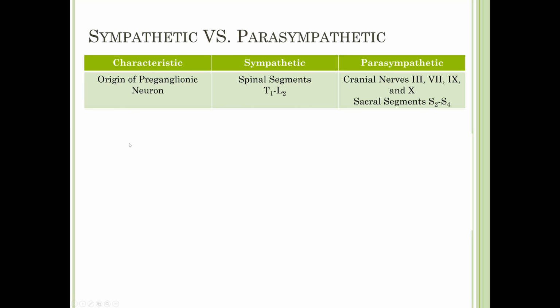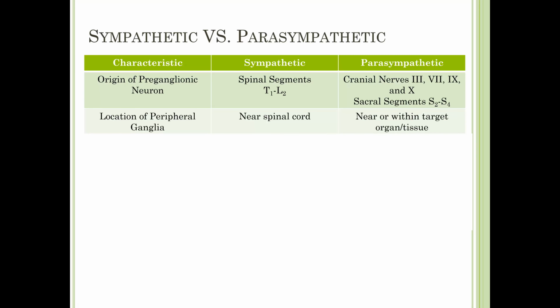So first, if we look at the origin of the preganglionic neuron, in the sympathetic division, this is going to be between spinal segments T1 and L2. In the parasympathetic division, it's going to be cranial nerves 3, 7, 9, and 10, and sacral segments S2 to S4. The location of the peripheral ganglia, so the autonomic ganglia.